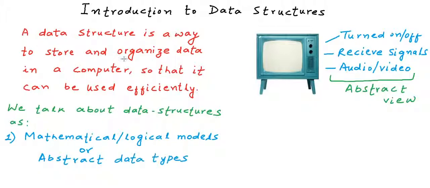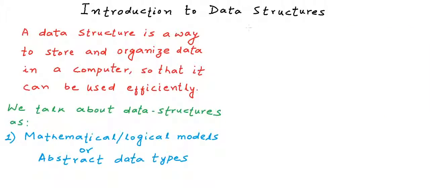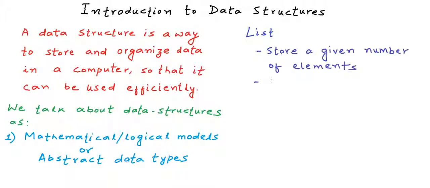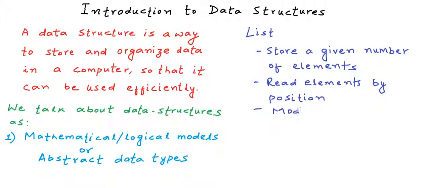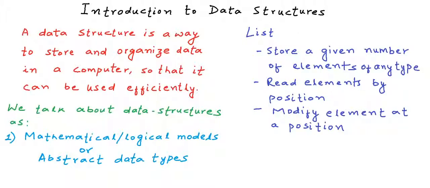An example of an abstract data type can be, I want to define something called a list that should be able to store a group of elements of a particular data type, and we should be able to read the elements by their position in the list, and we should also be able to modify the element at a particular position in the list. So we are just defining a model. Now we can implement this in a programming language in a number of ways. So this is a definition of an abstract data type. We also call an abstract data type an ADT.